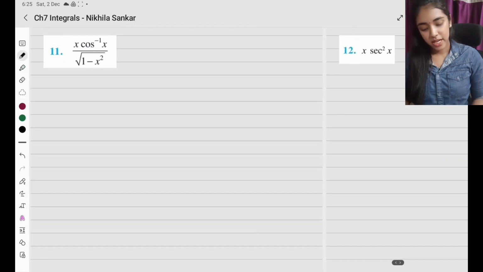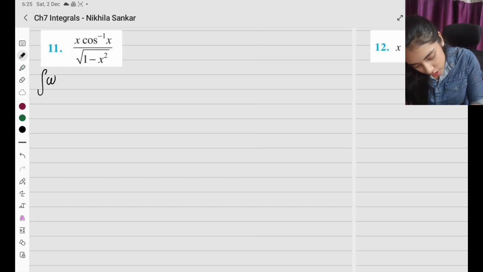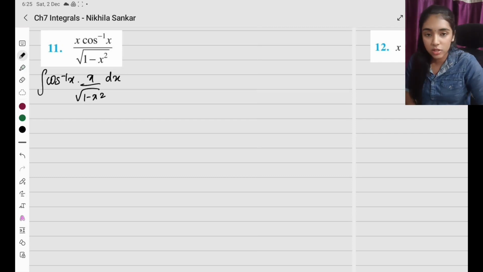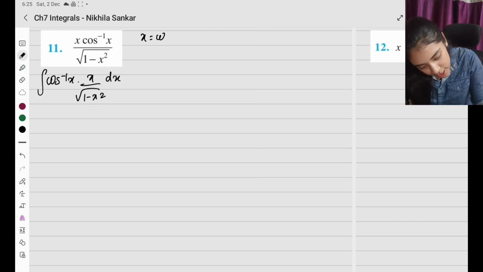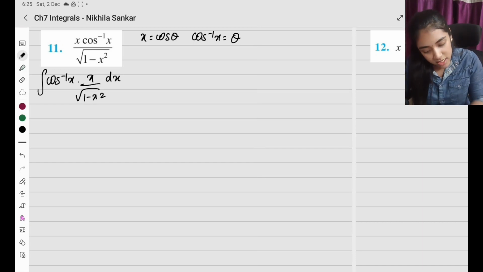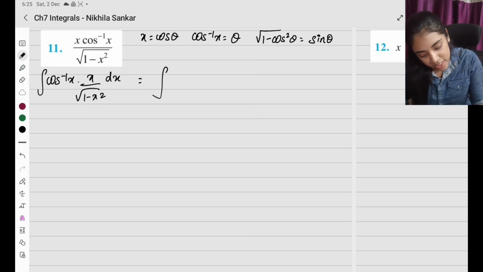Question number 11. I again have cos inverse x, so that is going to be my first function. So how does my integral look? Cos inverse of x times x divided by square root of 1 minus x square times dx. So here I again know that cos inverse of x has a square root in the denominator, so I can take x equals cos theta. So cos inverse of x is going to be theta. In the denominator I have 1 minus x square, which is 1 minus cos square theta, which is square root of sin square theta, which is sin theta. So how does my integral change? This is going to be dx times minus sin theta d theta.